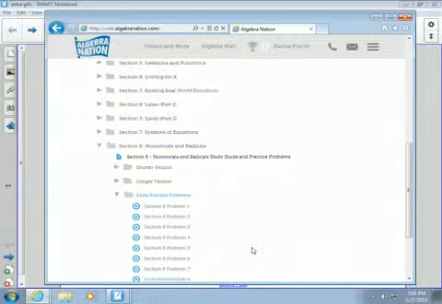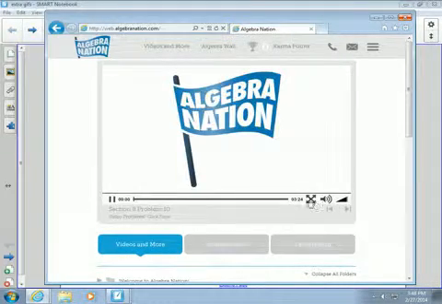Problem number 10. What's up, Algebra Nation? Let's go ahead and work through another sample question. And here it is, ready to go.